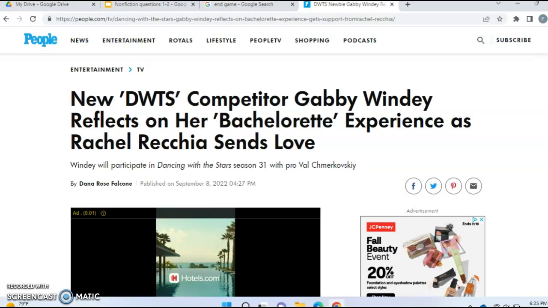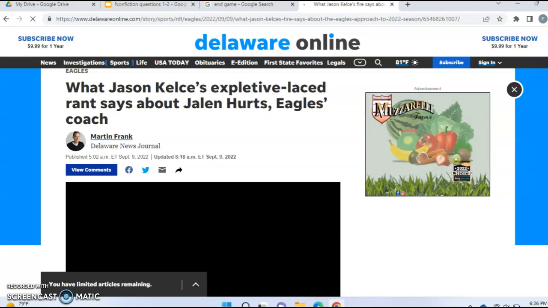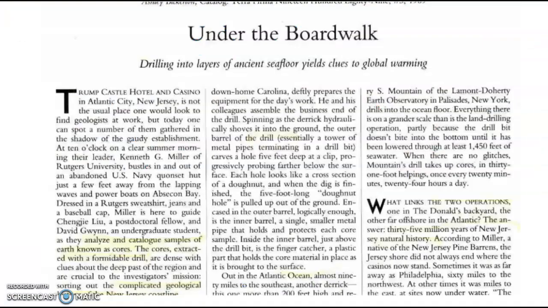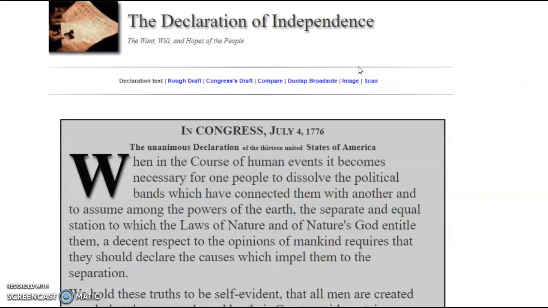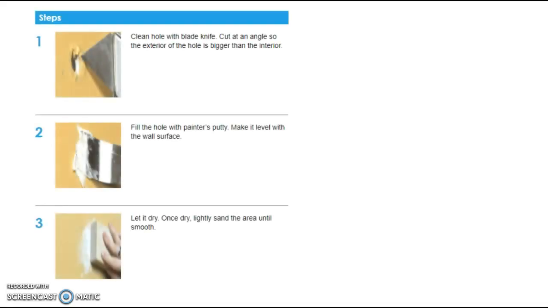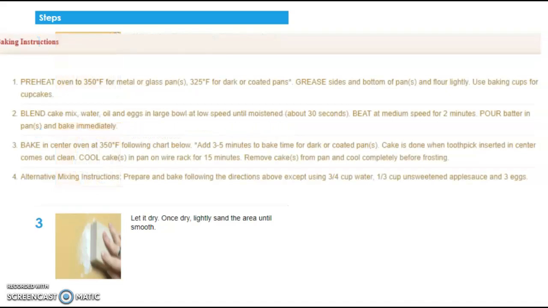Dancing with the Stars reflects on our bachelorette experience. Nonfiction. Sports news. Jason Kelsey's expletive-laced rant says about Jalen Hurts. Nonfiction. A story about science and global warming. Our world. Claiming to tell us something. Nonfiction. Historical documents. Declaration of Independence. Nonfiction. Steps to spackle your wall. Nonfiction. Baking. Nonfiction.